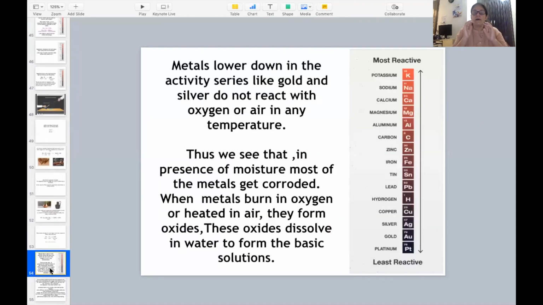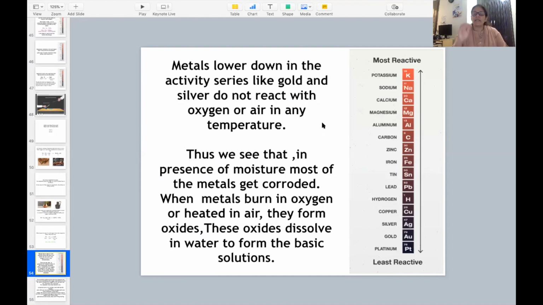Then metals lower down in the activity series, like gold and silver, do not react with oxygen or air at any temperature. You can see here, this is the series. These are the most reactive. When we go down, the less reactive metals are there, and you can see silver, gold and platinum. These do not react with oxygen in any condition.